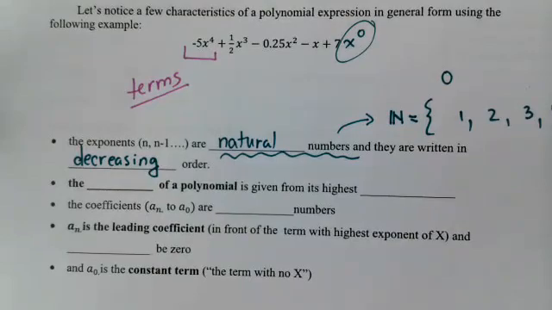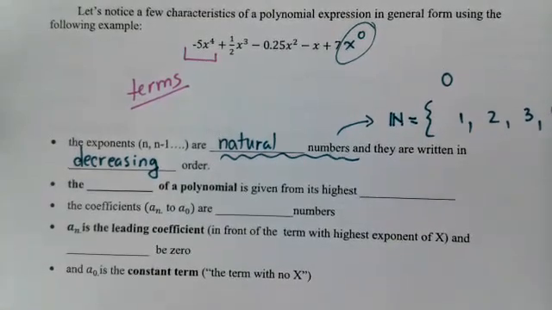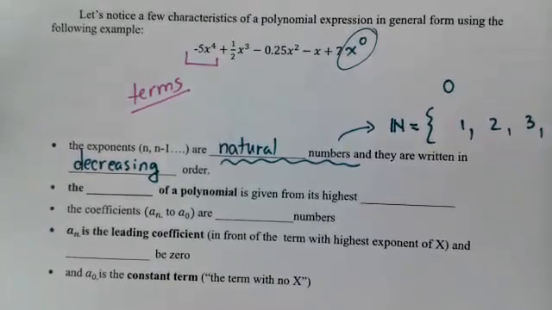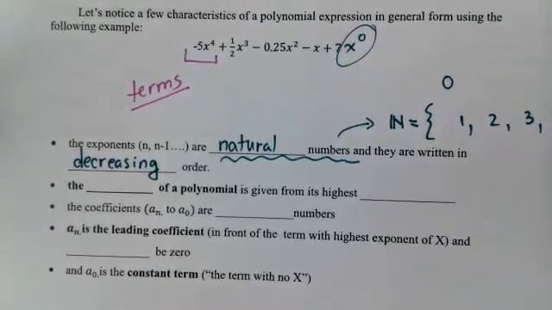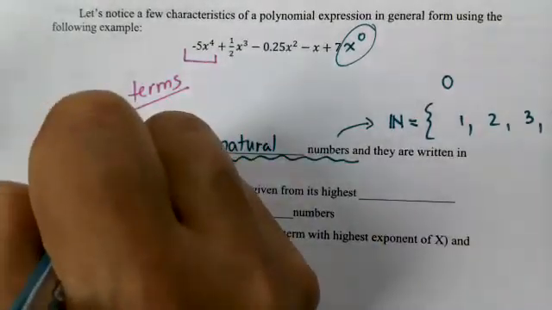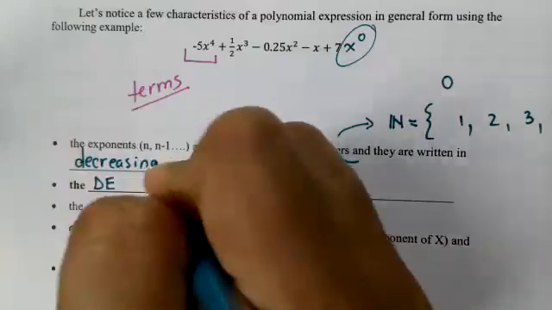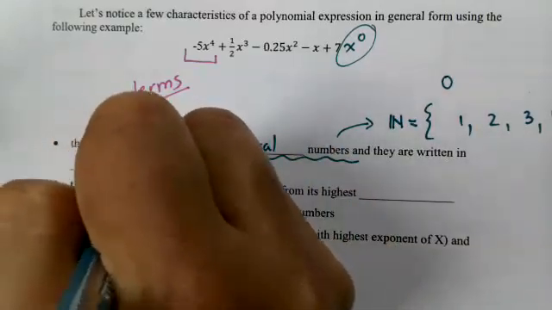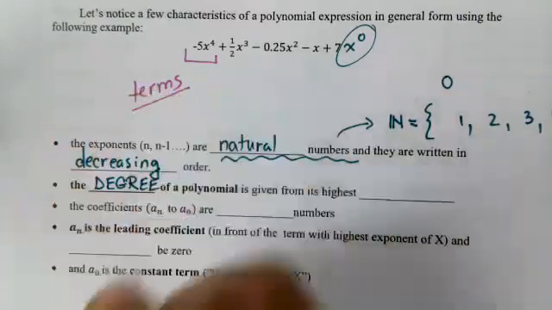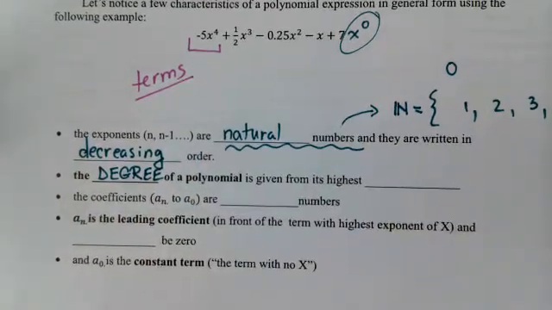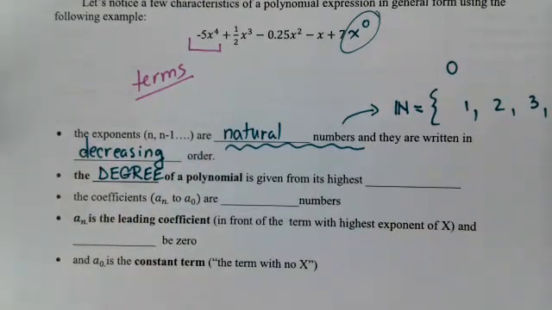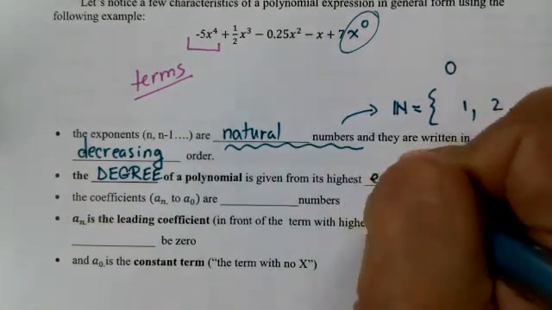Now, for these polynomials, we have names that come from the highest exponent of these terms, these powers. They're called the degrees of the polynomials. So the degree, just like the degree of an angle, the same word, the degree of a polynomial is given from its highest exponent.